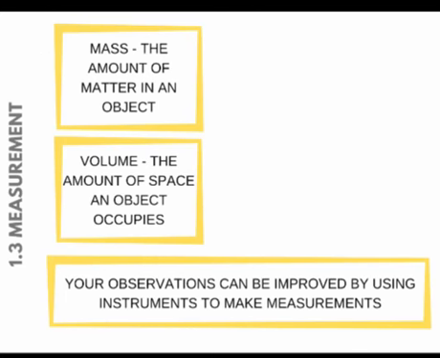So remember, here are the important things you need to remember. Mass. These are what they tend to ask questions about. Mass is the amount of matter in an object. Volume is the amount of space that an object occupies. And your observations can be improved by using instruments to make measurements. Do not paraphrase these statements. Write them out fully.